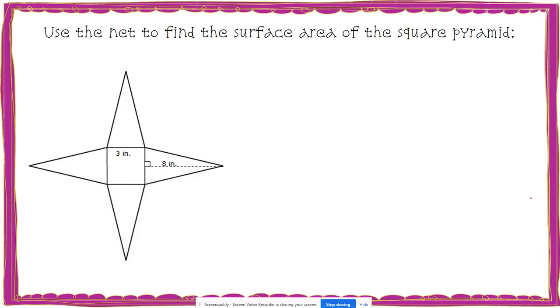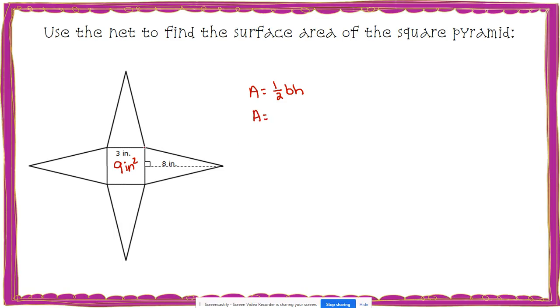Next, I'm going to use this net to find the surface area of this square pyramid. I'm going to start by finding the area of my square. That is a rectangle, so I'm just going to multiply 3, which is my base, times 3, which is also my height, which gives me an area of 9 inches squared. Now I need to find the area of my triangles. Remember that my triangles have a formula of area equals 1/2 times base times height.